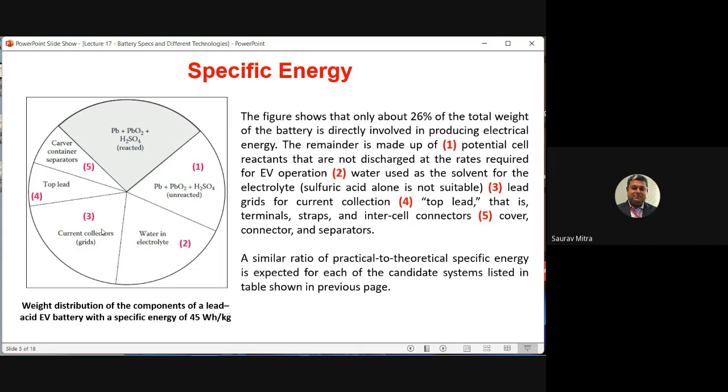Third is current collectors. So current collectors, they are grids. Actually, they are, you can say, collecting material for the current, and they are actually not an energy generating element, but they are required. You cannot say that the human body should be brain only. Okay, because brain is the most important part of the human body, but the whole human body cannot be brain. To run the brain, other parts are also required. Exactly the same thing. Current collector, water, all these things are not directly energy generating elements, but they are required. Without that, the energy generation cannot happen.